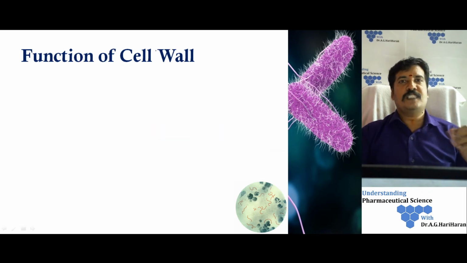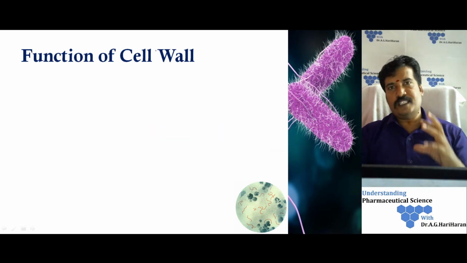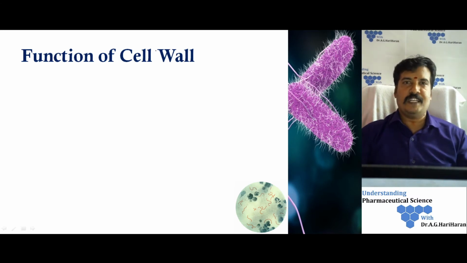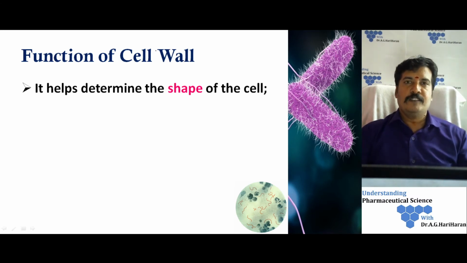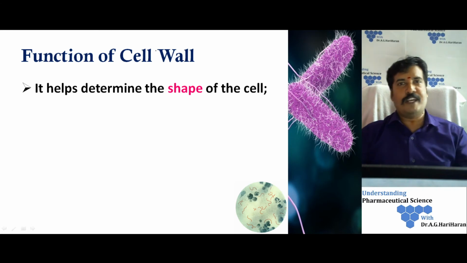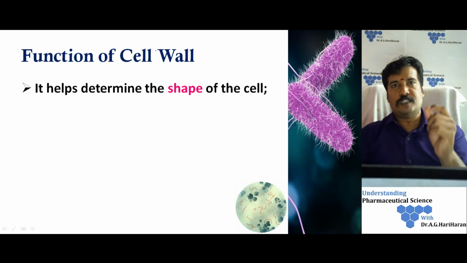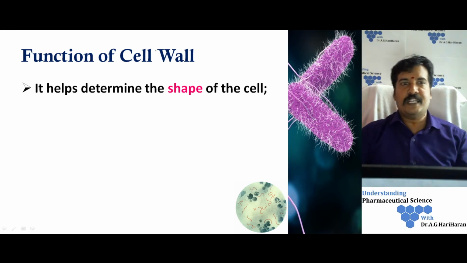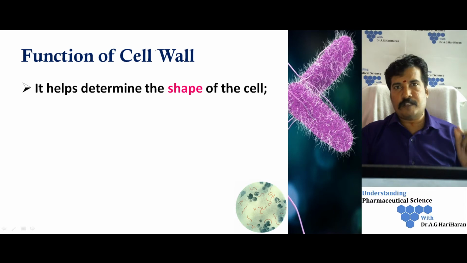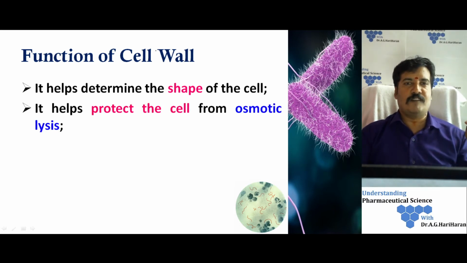Now let us see why the cell wall is important for a bacteria, that is, the functions of the cell wall. Generally it determines the shape. That's why I told you it is the foremost one, the first one. The cell wall of the bacteria determines the shape of the bacteria, whether it's a cocci, bacilli, spirilla or any other shape, and this is determined by the rigidity of the cell wall. Second, the bacterial cell wall protects the bacterial cell from osmotic pressure.